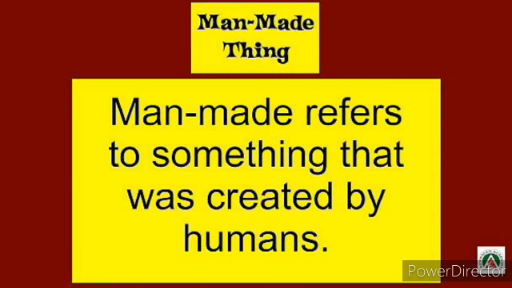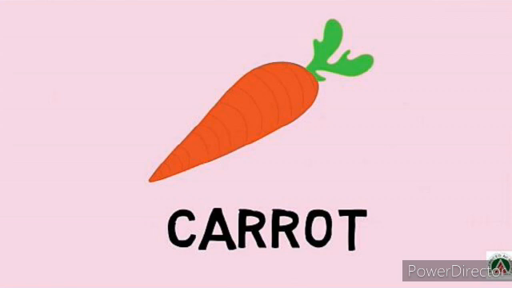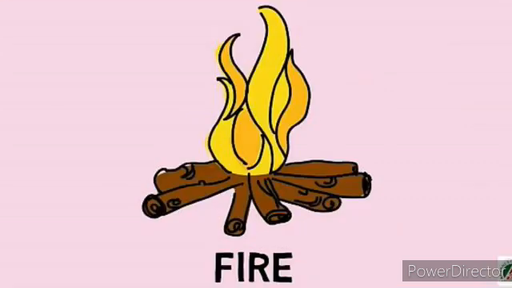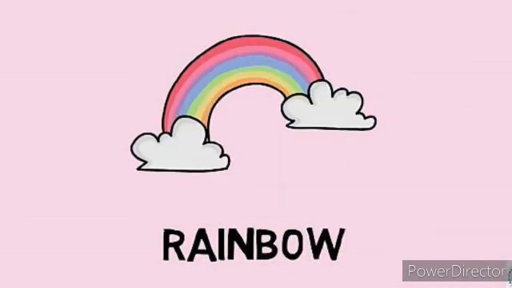So let us see natural things first. Here are some examples of natural things such as sun, moon, tree, and fish. Now let us see more natural things. This is a carrot. This is fire. You shouldn't play with this. From the cloud, water droplets are coming. So what is it? Yes, rain. And after rain, what comes? Yes, rainbow.